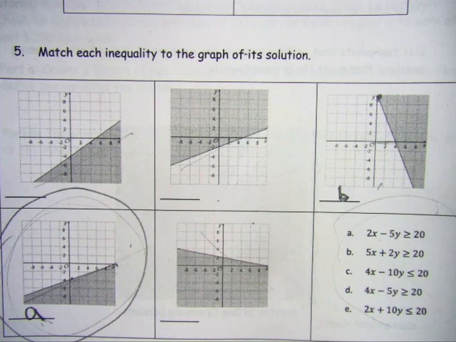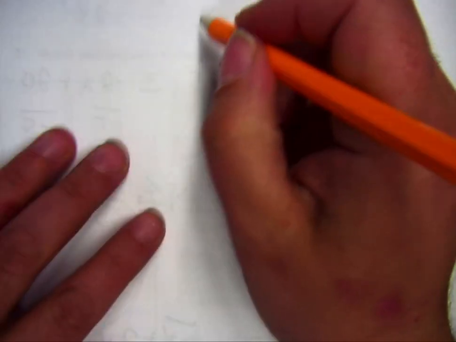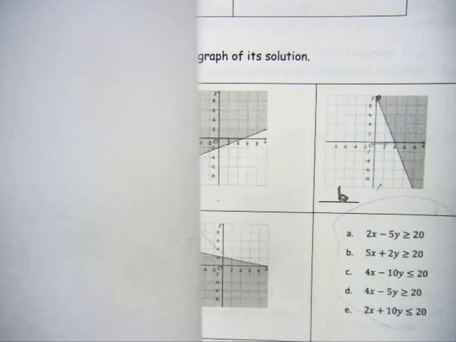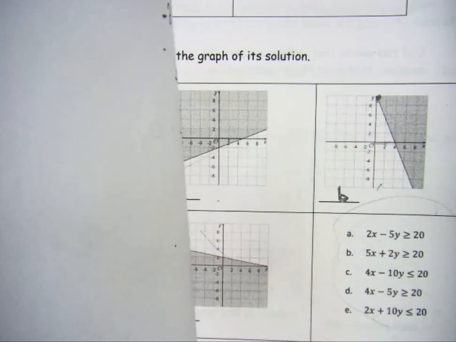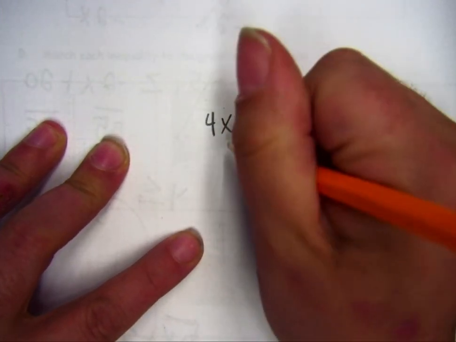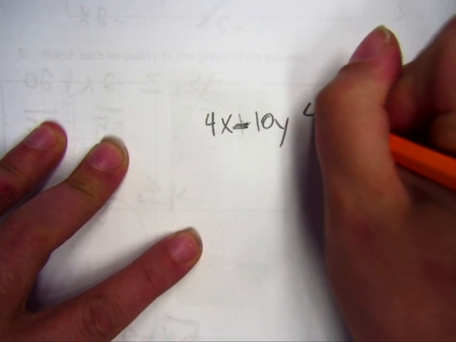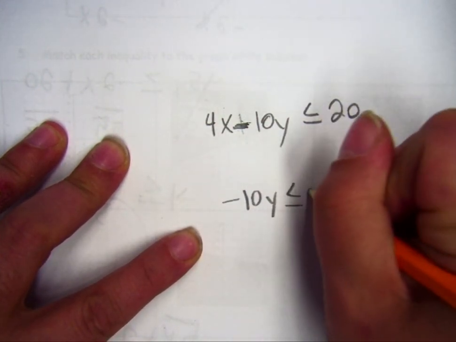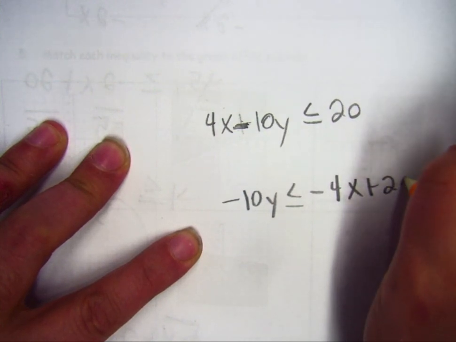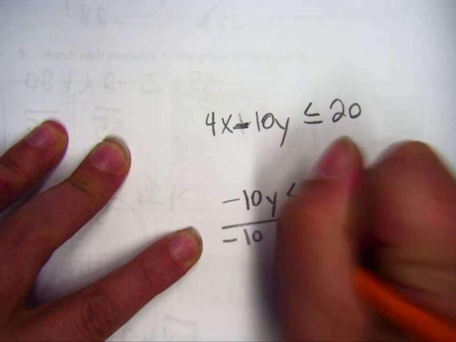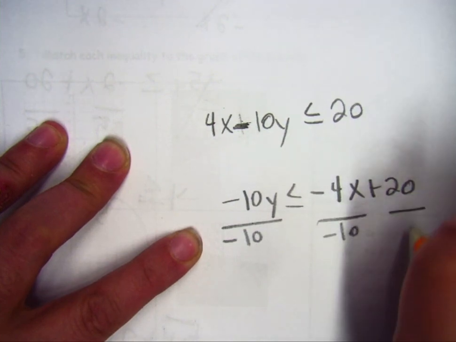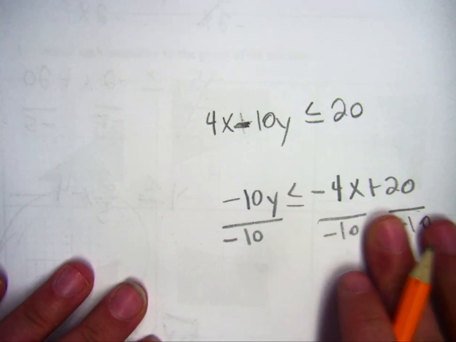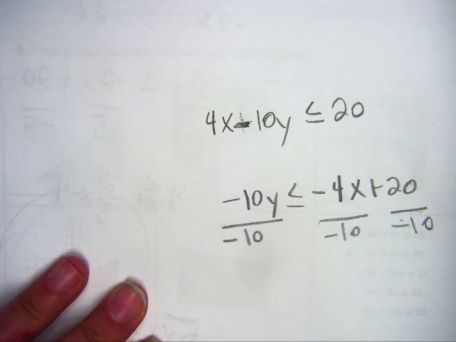Okay, so let's take a look at C. 4x minus 10y is less than or equal to 20. So we have 4x plus 10y is, I'm just going to check it. No, it's minus 10y is less than or equal to 20. So we have negative 10y is less than or equal to negative 4x plus 20. We're going to divide by negative 10. I like to separate them. You can write it as negative 4x plus 20 over negative 10. I like to separate them because you're going to have to anyway.